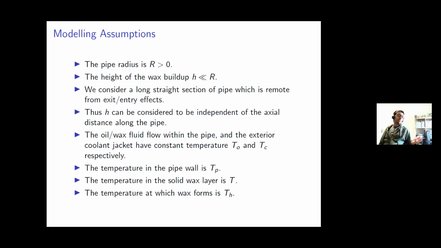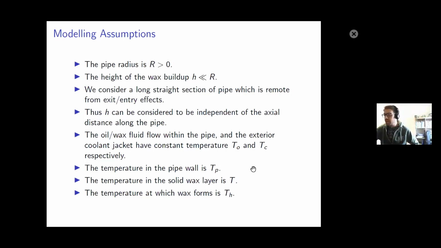For any particular oil wax mixture, we could in principle find TH based on chemical properties of the paraffinic wax we are considering. The things that are unknown at this point are TP, the temperature in the pipe wall, and T, the temperature in the solid wax layer. And importantly, the thing we want to know about, H, is also an unknown. So the main thing we really want to know here is H. But to find this, we'll also need to find the temperature in the pipe wall and the temperature in the solid wax layer as well.